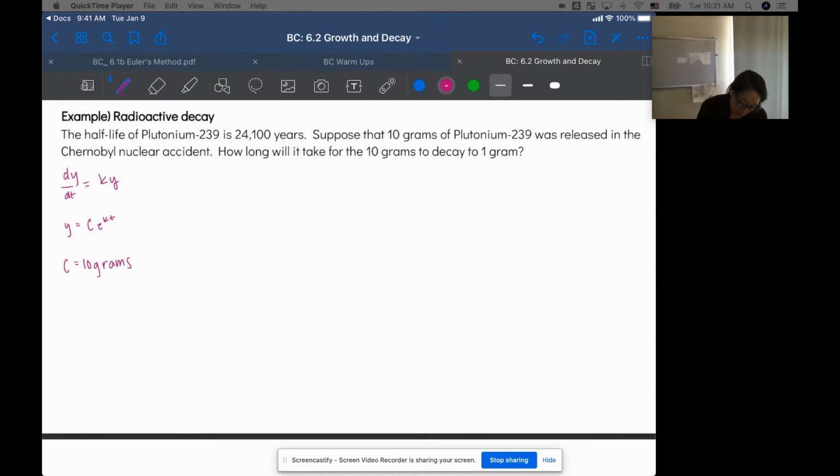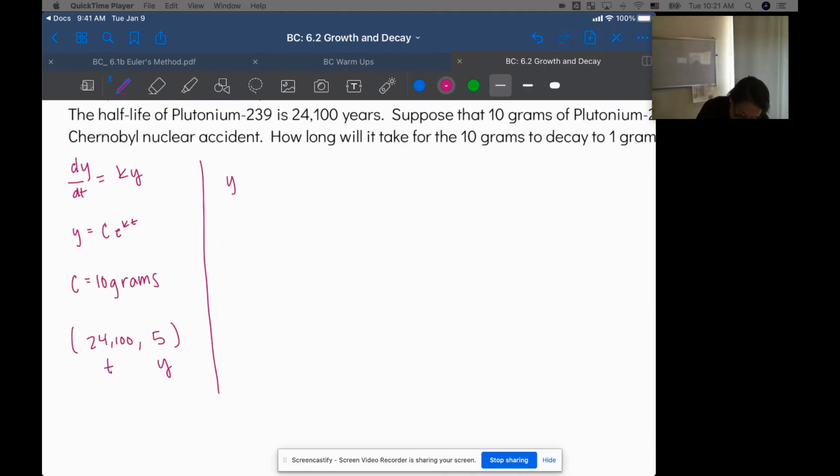So that means that when t is equal to 24,100 years, I will have 5 grams of plutonium-239. So that's going to be my point, my t and my y. Okay, so up next is to figure out what our proportionality constant is. So let's plug in our 24,100, 5 into our equation.